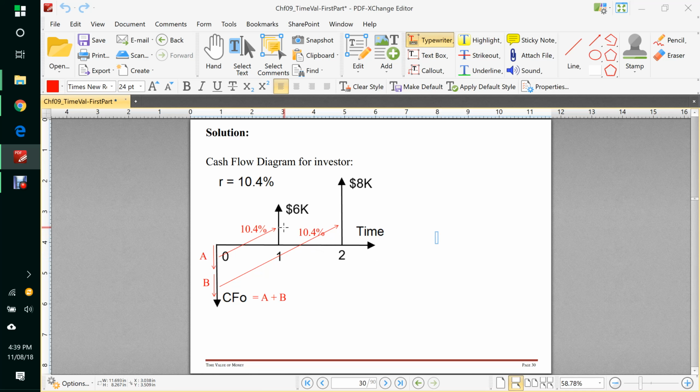We just apply the present value version of our fundamental time value formula to solve for A. We know 6 is our FV, 10.4% is our interest rate, our time is 1 year, so we can solve for A. And then for B, we do the same thing. We know our future value is 8K, our interest rate is 10.4%, and our time for this one is 2 years. So we solve for A, solve for B, and then just add them up, and we'll know the total amount we have to put in for this project. Okay, so let's go ahead and do that.